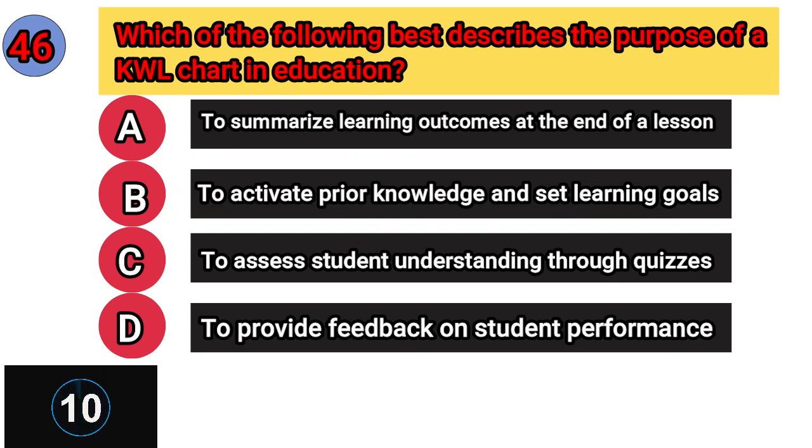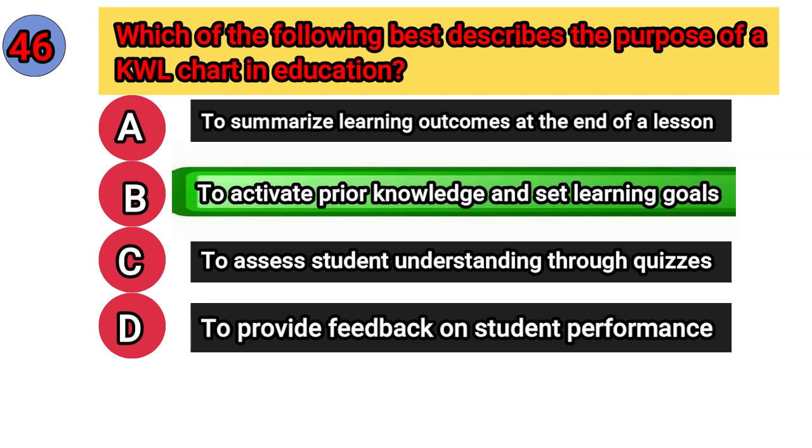Which of the following best describes the purpose of a KWL chart in education? To summarize learning outcomes at the end of the lesson, to activate prior knowledge and set learning goals, to assess student understanding through quizzes, to provide feedback on student performance, and correct option is option B, to activate prior knowledge.